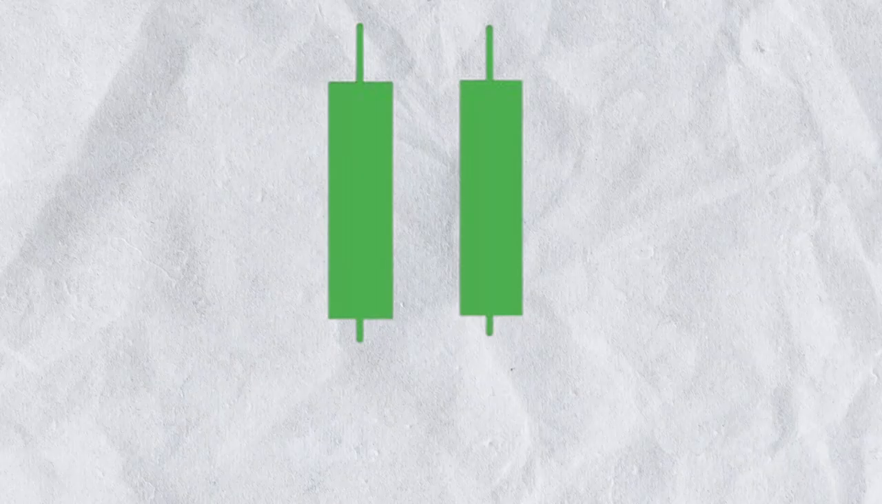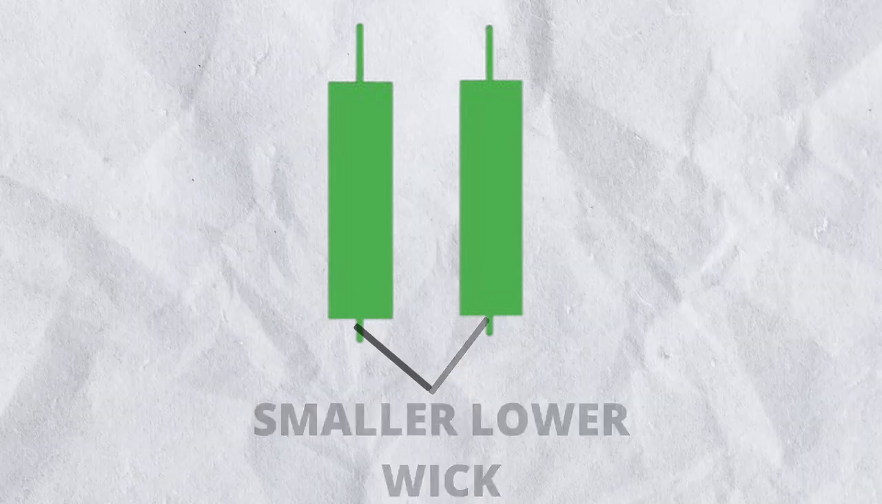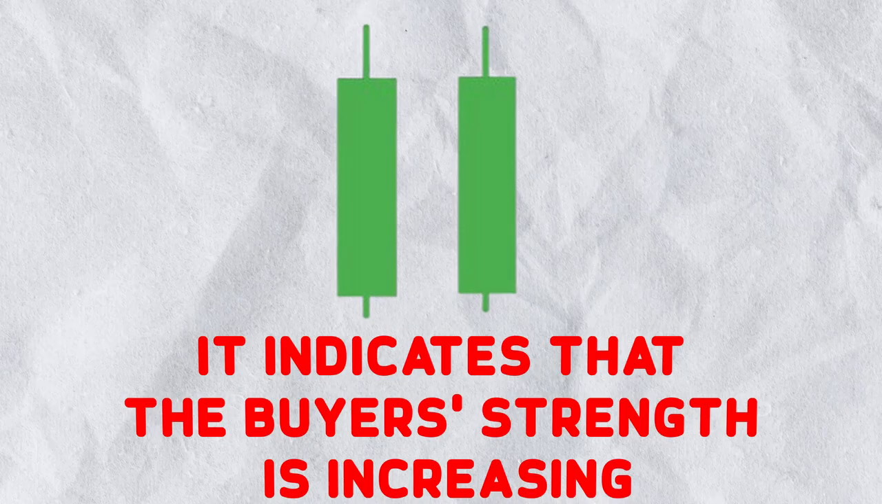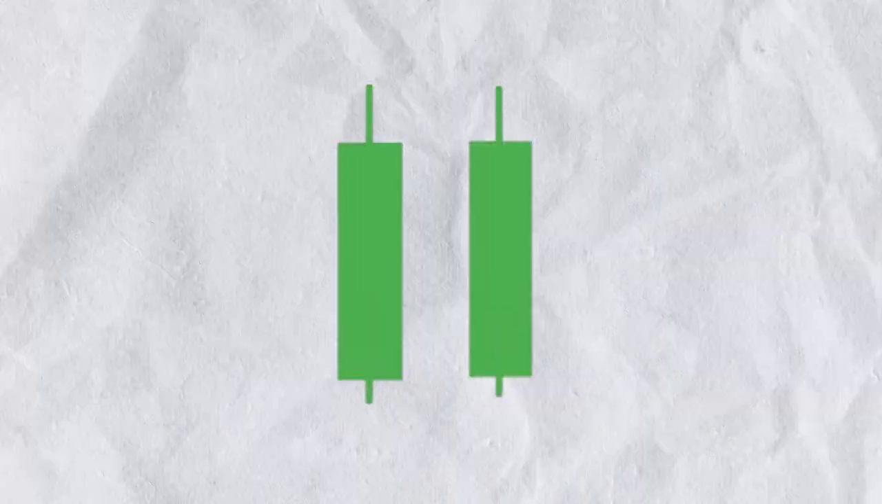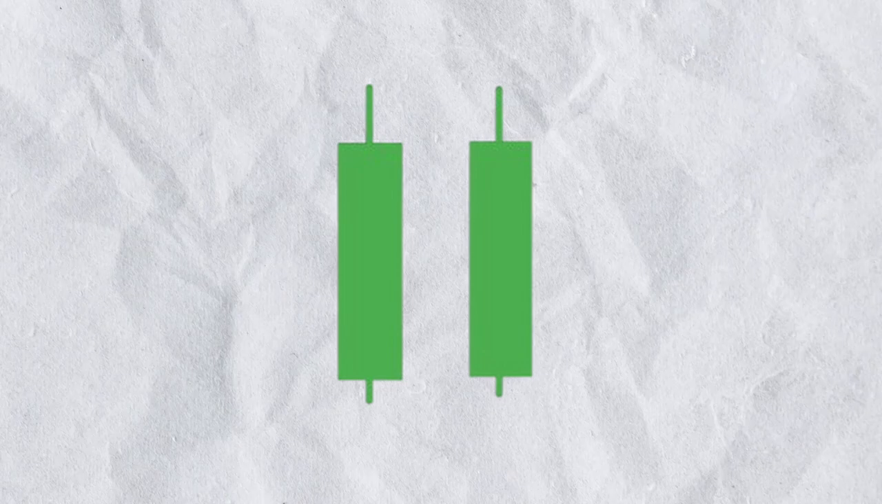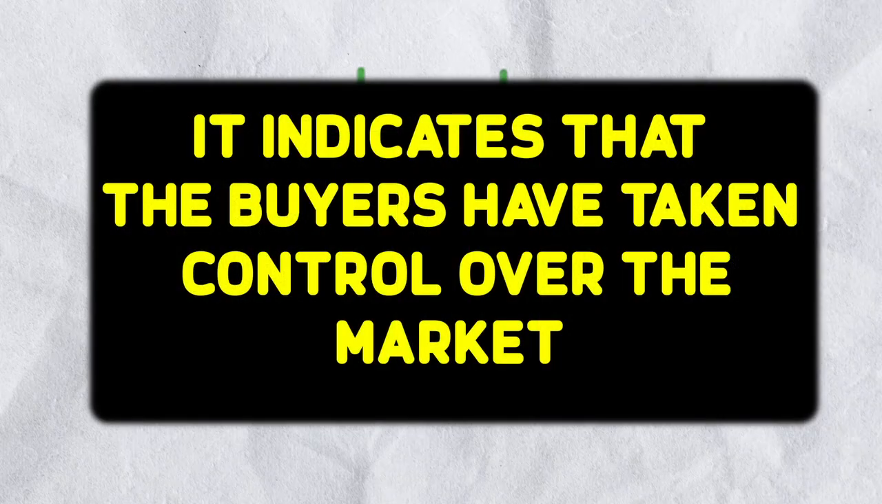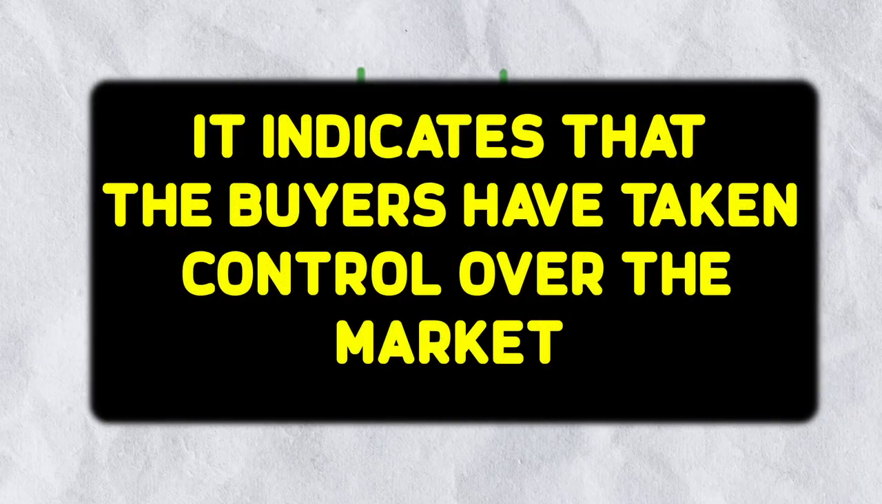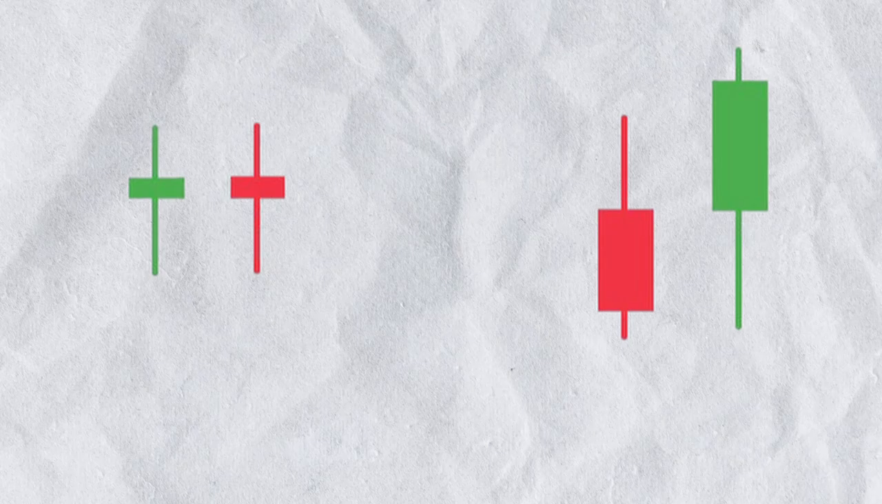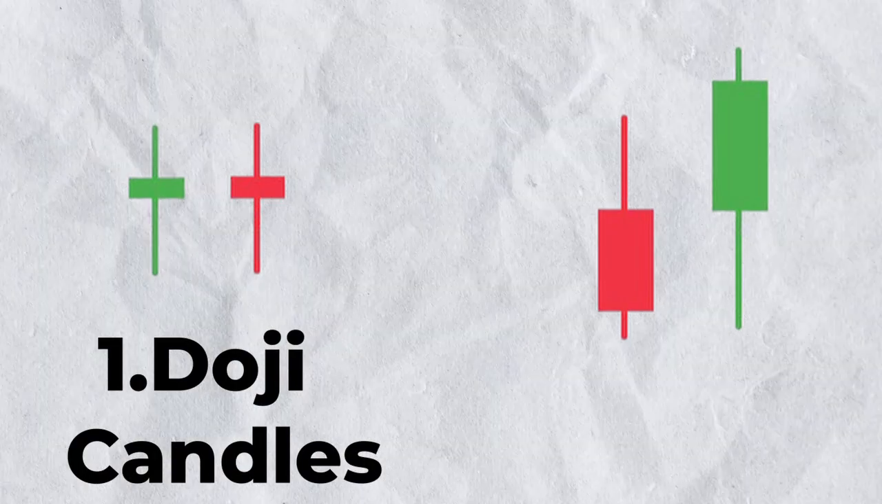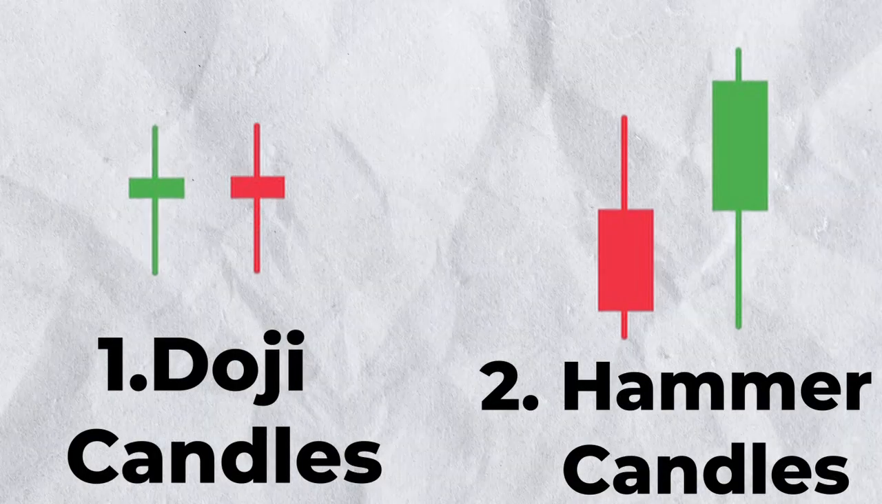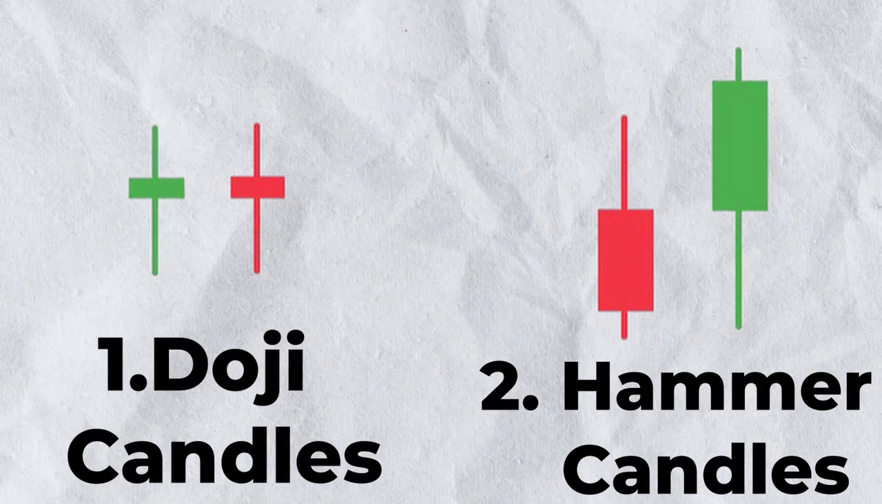Likewise, if the market is making a big green candle with a smaller lower wick, it indicates that the buyers' strength is increasing, and if the market continues making candles like this, then it indicates that the buyers have gained control over the market. And similarly, there are small candles like the doji candles and the bullish as well as bearish hammer candles, which are often seen in the chart of the market.